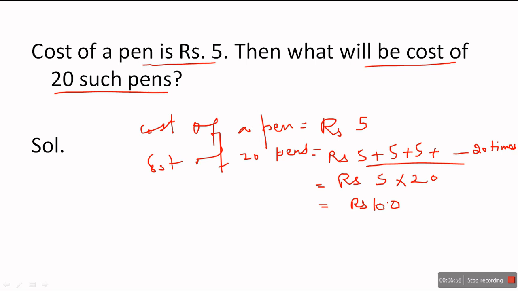Okay, one pen costs rupees 5, and if I have to buy 20 pens, I have to give rupees 5 20 times. So I can give rupees 5 20 times, or I can write 5 plus 5 plus 5 plus 5 up to 20 times. So either I can add 5 20 times, or I can multiply 5 into 20. Okay, so this example can be used for several of your problems.